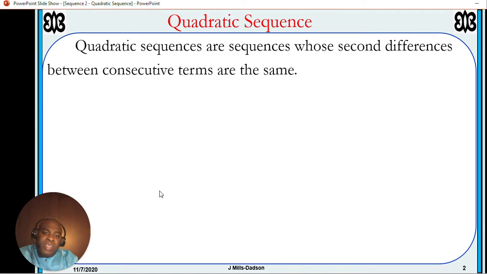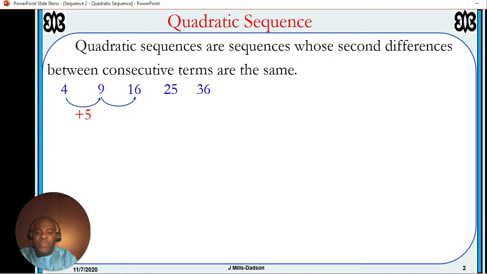Quadratic sequences are sequences whose second differences between consecutive terms are the same. Let's look at an example to explain what I've just said. I have a sequence 4, 9, 16, 25, 36. I want to find the term-to-term rule of this sequence.